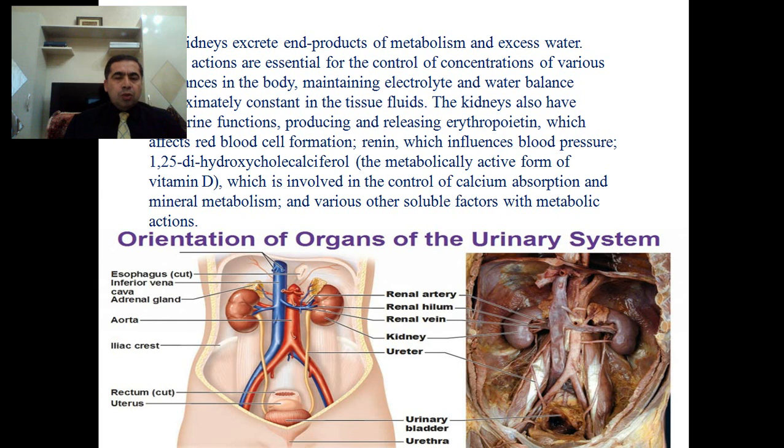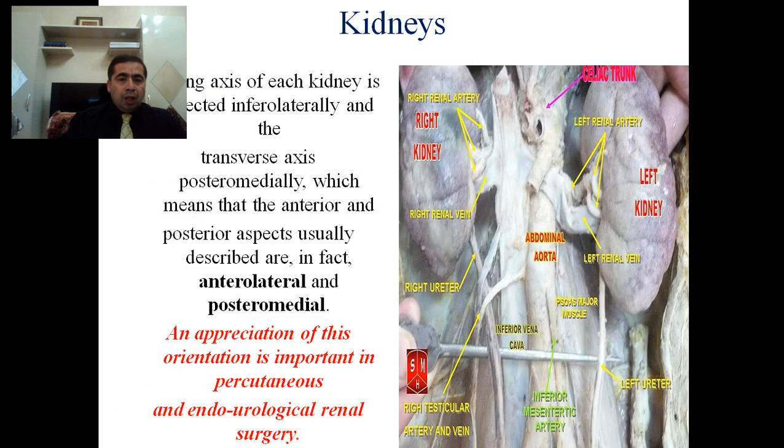The kidneys also have endocrine functions, producing and releasing erythropoietin, which affects the red blood cell formation. The kidney also produces renin, which influences the blood pressure. 1,25-dihydroxycholecalciferol is the metabolically active form of vitamin D, and is involved in the control of calcium absorption and the mineral metabolism, and also various other soluble factors with metabolic actions.